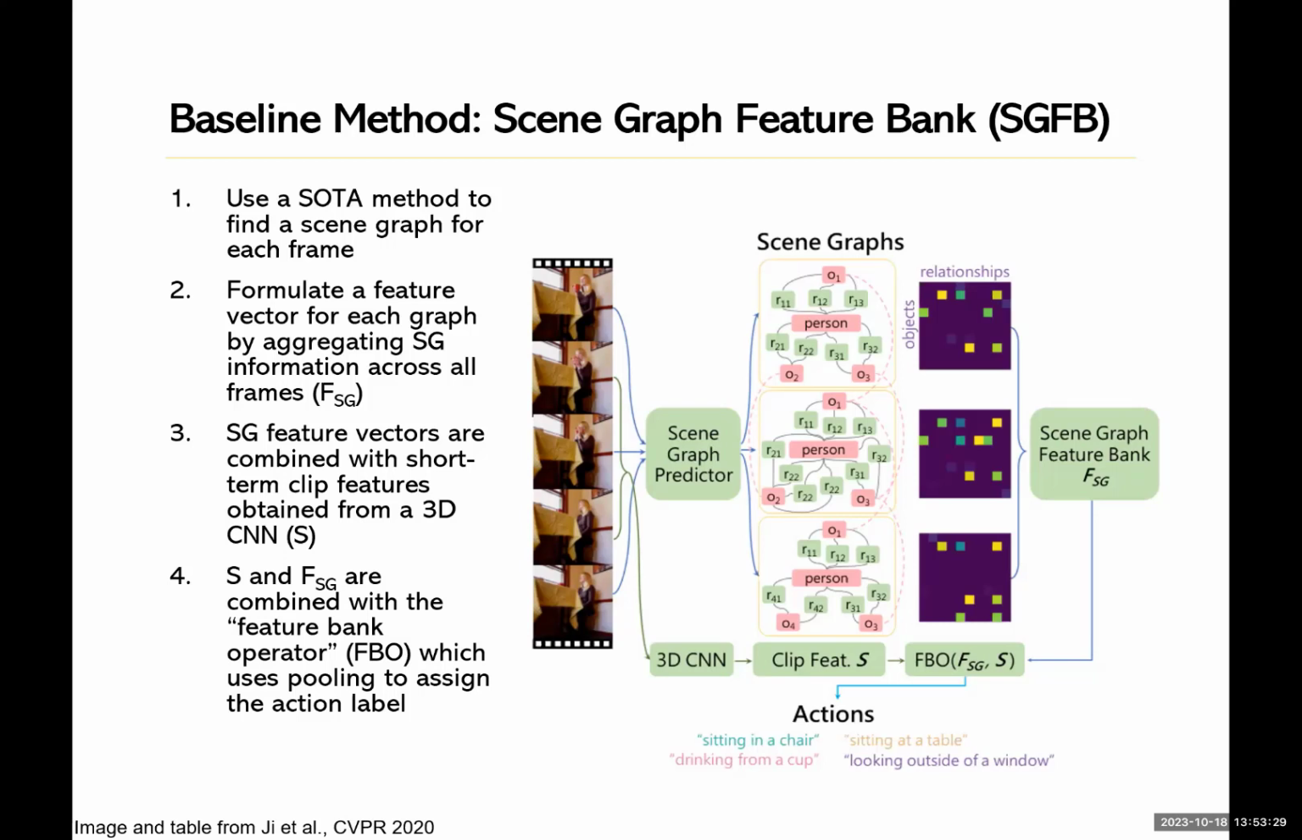Then they have clips. They take clips of the video and extract features from them, but that's being done through a 3D convolutional neural network. The scene graph features across the entire video and the features from this CNN for individual clips are then combined together with the bank operators.